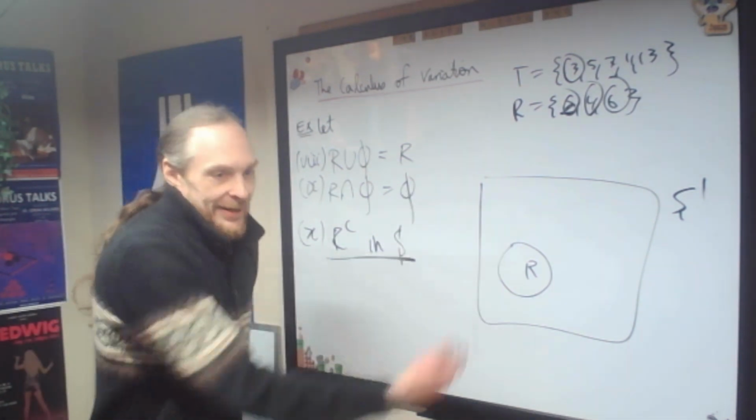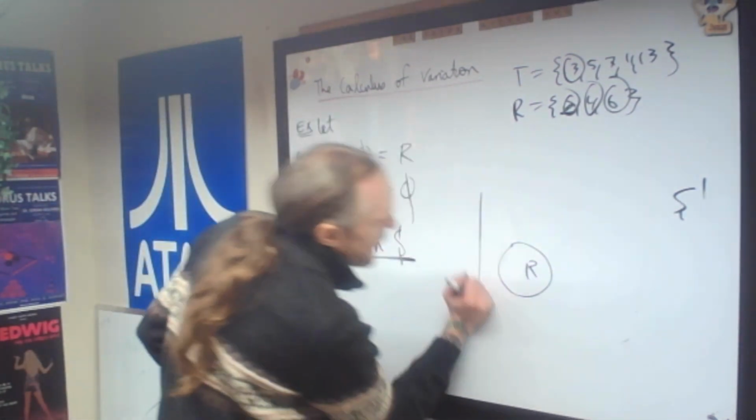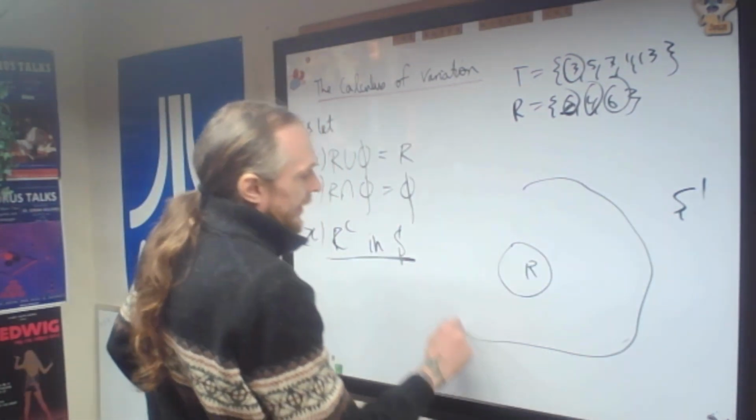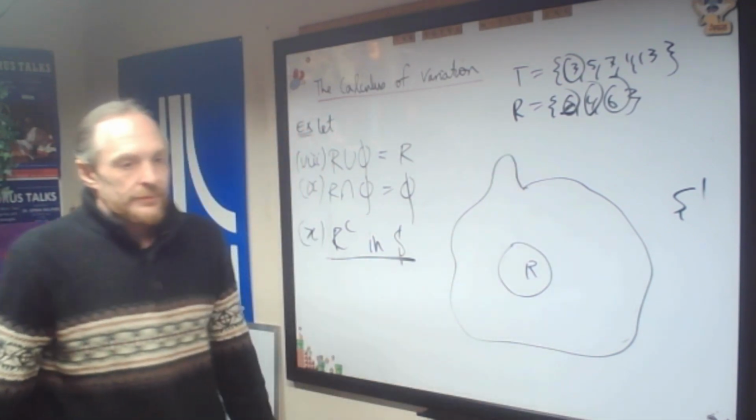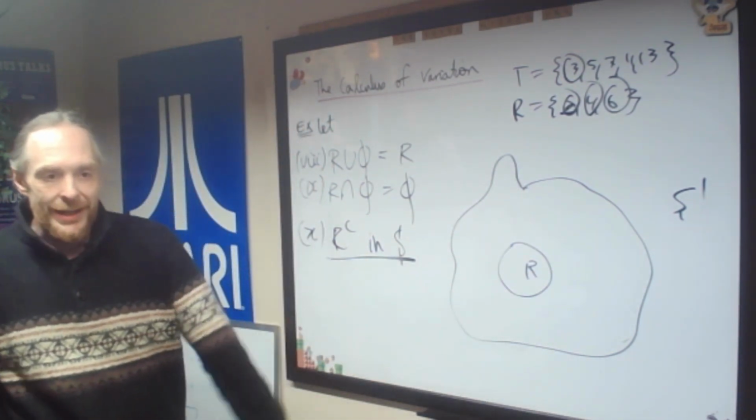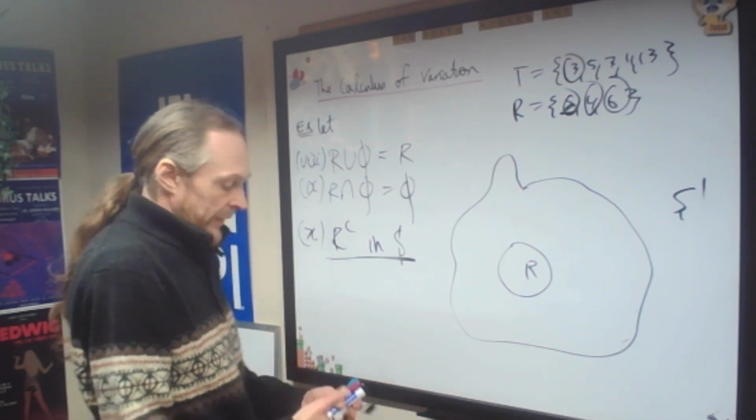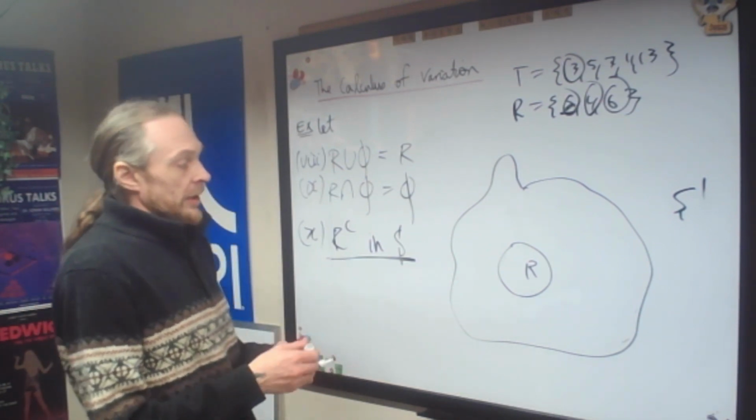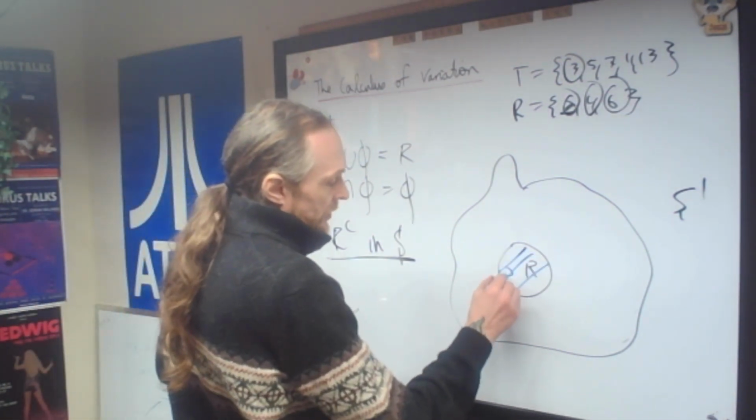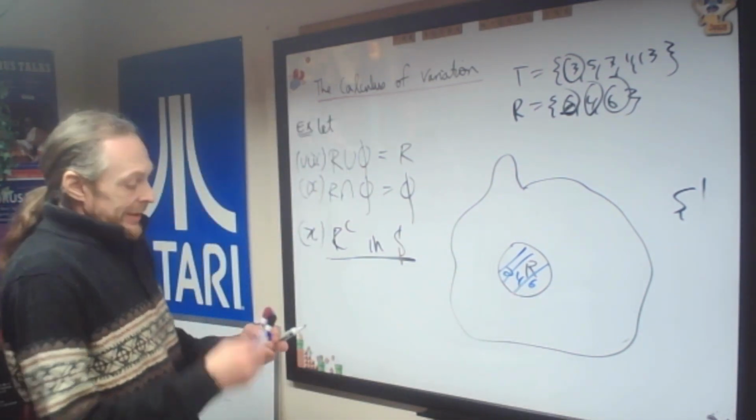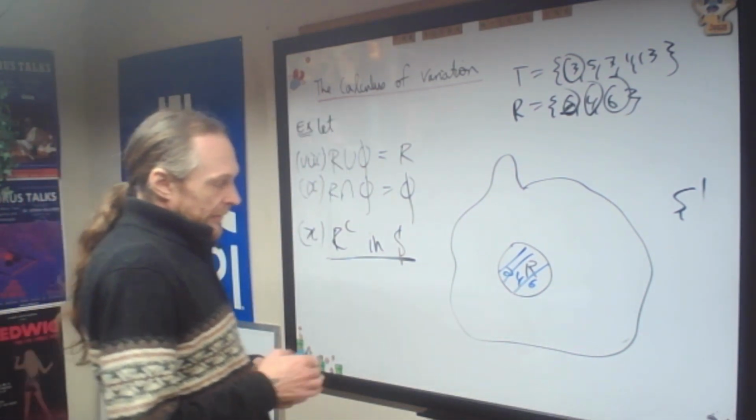If this is an egg that I just cracked open, let's make this more realistic. The complement is the white, R is the yolk. But if this is R, which was 2, 4, 6, what was S? Everything else, everything else.